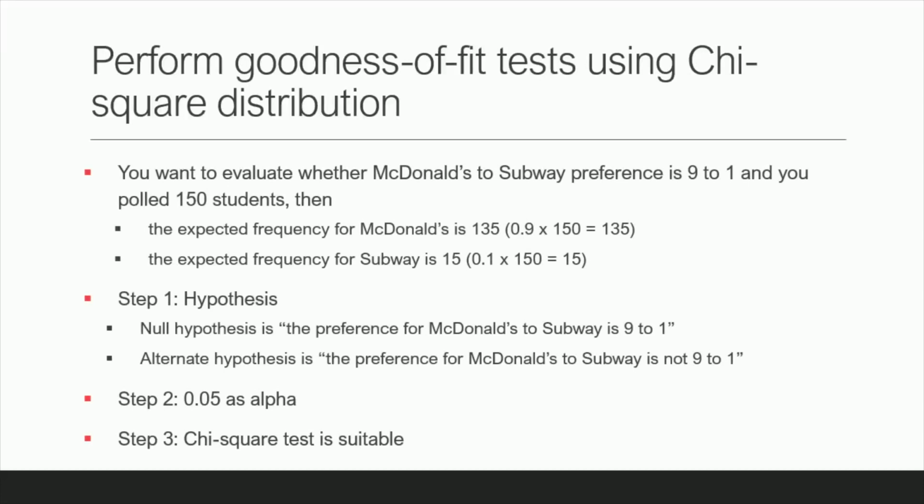Back to our example. You want to evaluate whether McDonald's to Subway preference is 9-1 and you polled 150 students, then by proportion, the expected frequency for McDonald's is 135 and the expected frequency for Subway is 15. Step 1. Setting hypothesis. The null hypothesis is the preference for McDonald's to Subway is 9-1, while the alternate hypothesis is the preference for McDonald's to Subway is not 9-1. Step 2. Select alpha, which we use 0.05 or 5%. Step 3. Select a suitable test and we determine that chi-square test is suitable.